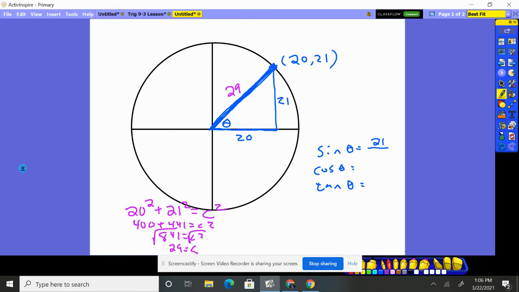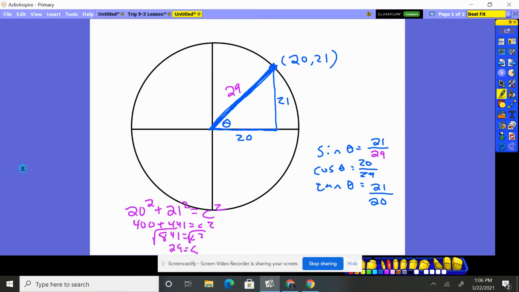So the sine of theta, and again, I don't want to know what the angle is. I don't want the degree measurement. I could figure it out. That'd be easy to do. I just want it as a fraction. So the sine is opposite over hypotenuse. So it's 21 over 29. The cosine is what? The adjacent side, which is 20 over the hypotenuse 29. And then the tangent is opposite 21 over adjacent 20. And there's our answers.